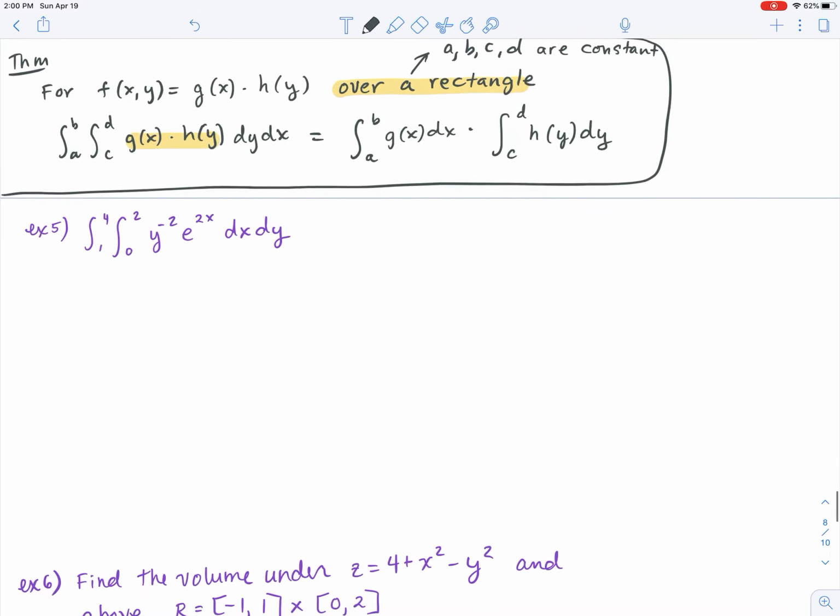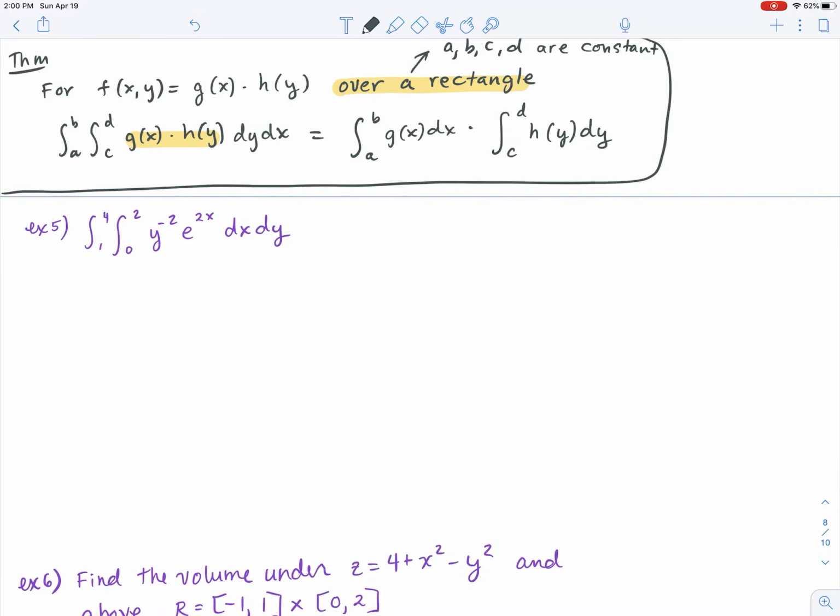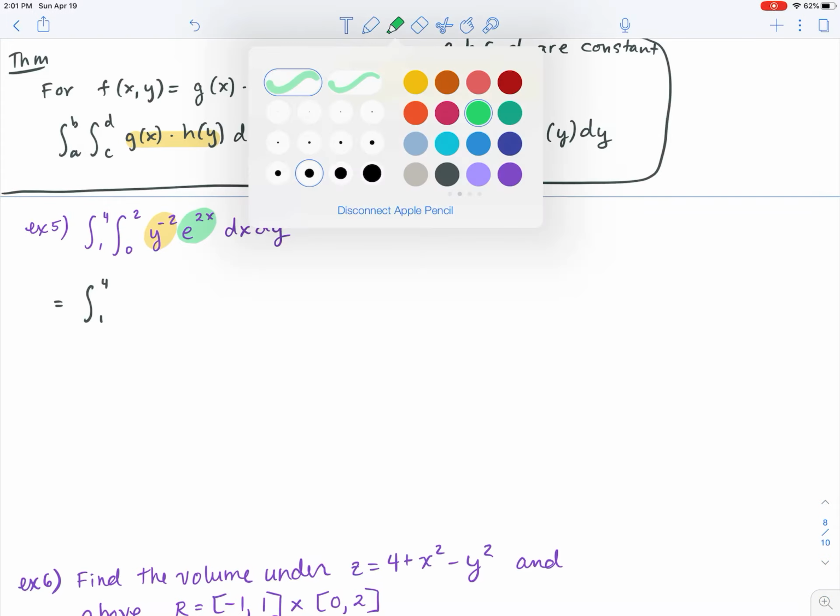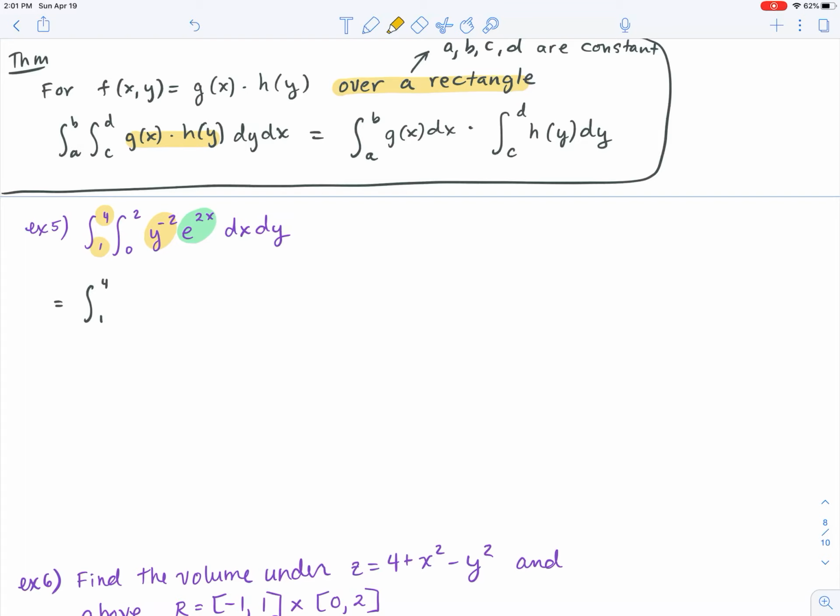Okay. So for this example here, example 5, you can see that y to the negative 2 is a function of y, and then e to the 2x is a function of x. So this is perfect for using this theorem. We can separate the integral from 1 to 4. Now notice the one that I took is the outside one. So from 1 to 4, that is dy, and that is the yellow. So the 1 to 4 is the outside, it goes with dy.